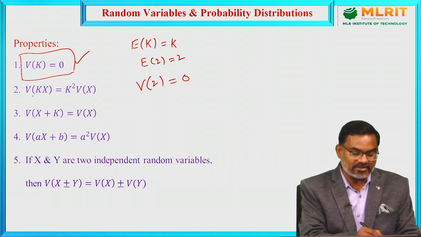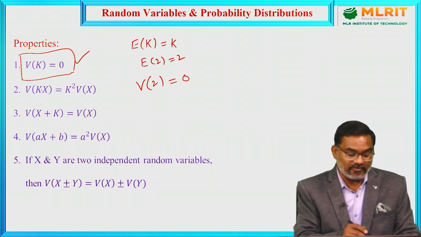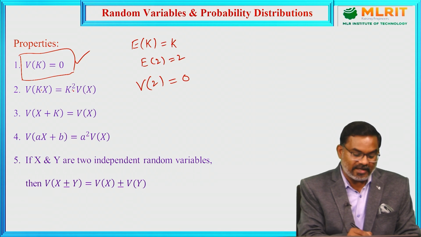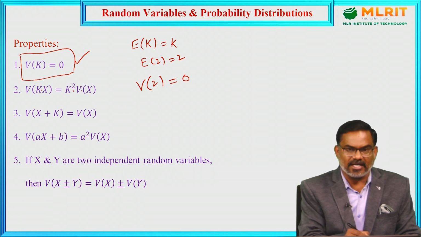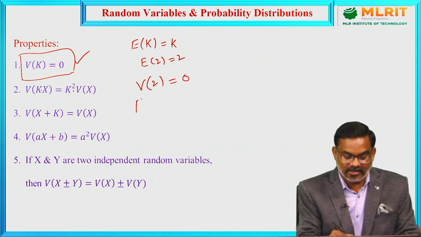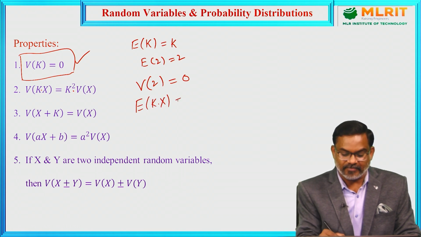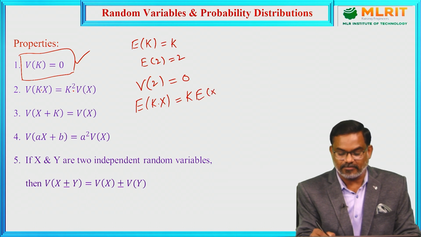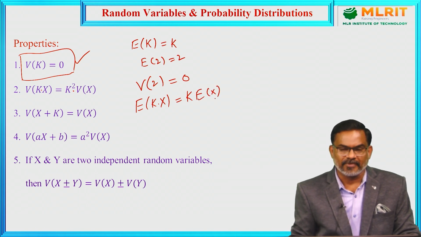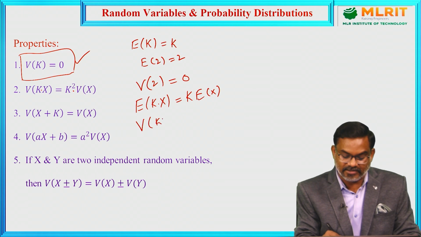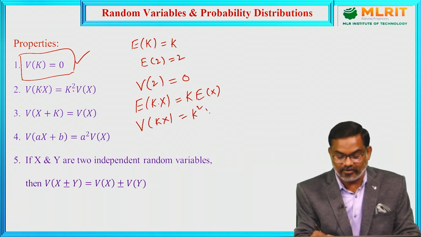Similarly, variance of k into x, where k is a constant, results as k square into v of x. That is, in the previous case, expectation of k into x is k into expectation of x. Simply we can write that constant outside. But variance of kx is k square into variance of x.